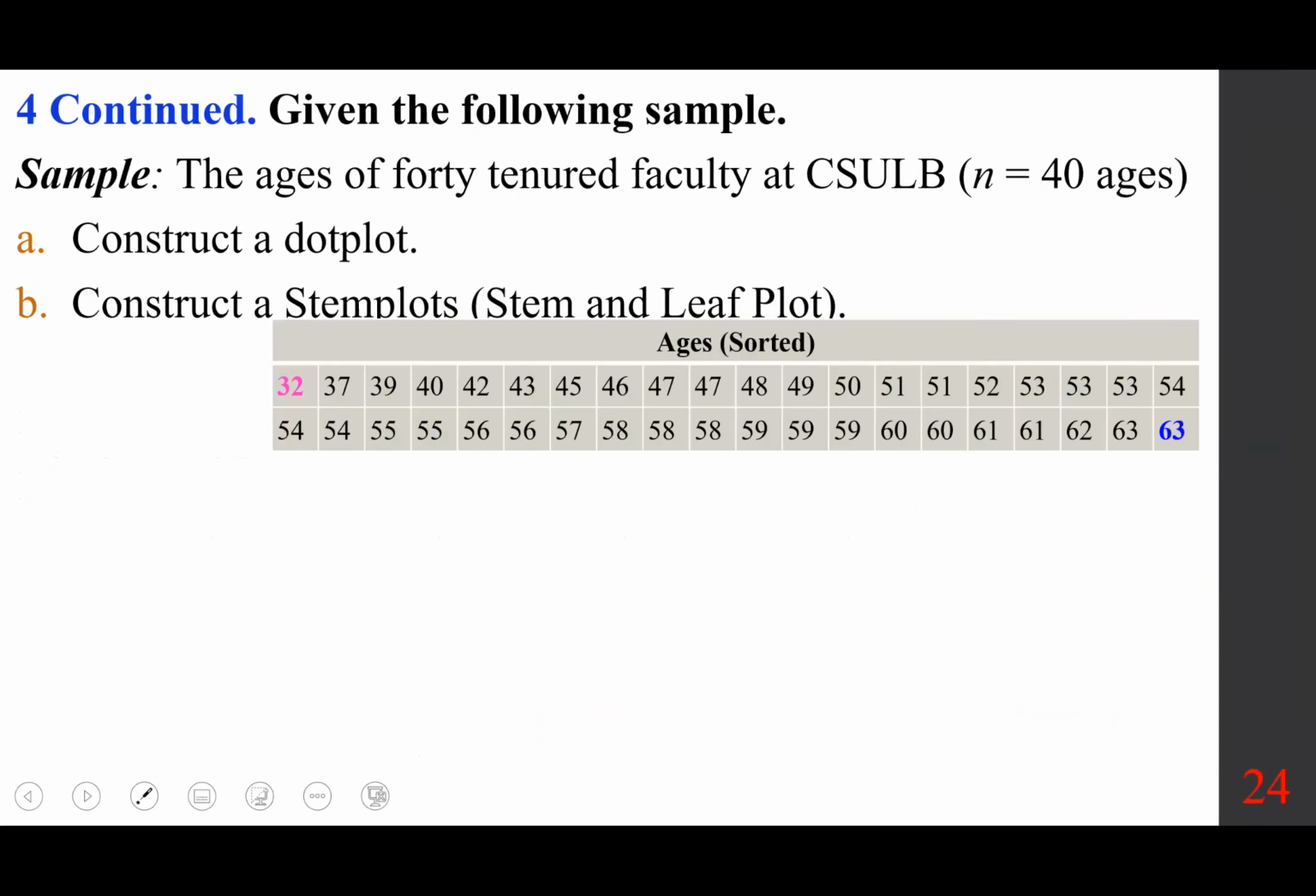We're going to look at the same question, but this time we want to come up with a stem plot, also known as a stem and leaf plot. It's the same question, and we need the data sorted from smallest to largest. So how do we do that? First, let's look at the definition.